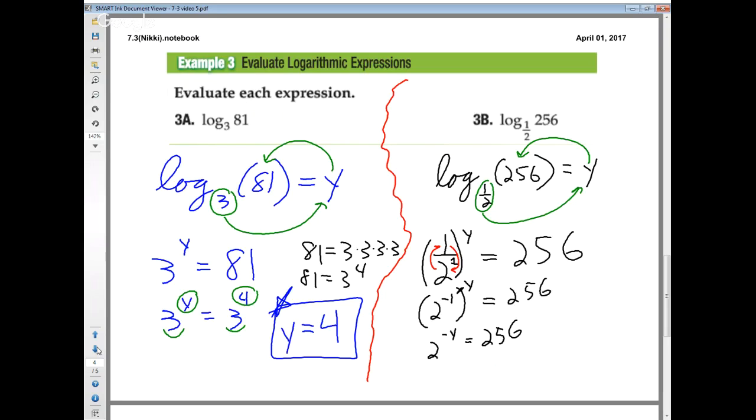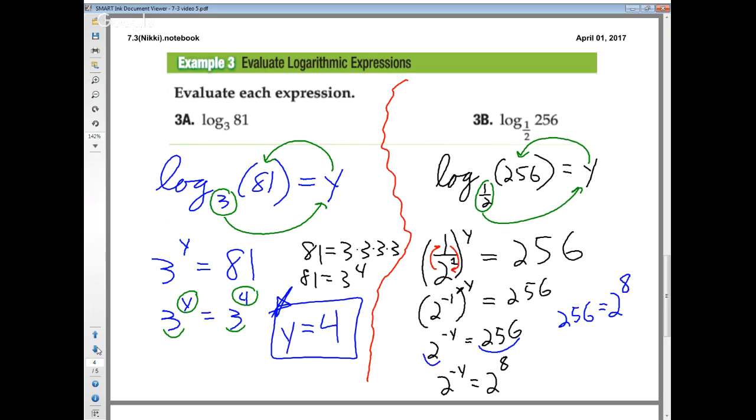So now we just need to find a common base for both of these parts. So it looks like we're going to have to try and rewrite 256 as a base of 2. And if you experiment with it long enough, you'll find out that 256 is the same thing as 2 to the 8th power. So using that fact, let's go ahead and rewrite our equation. We'll have 2 to the negative y equal to 2 to the power of 8.